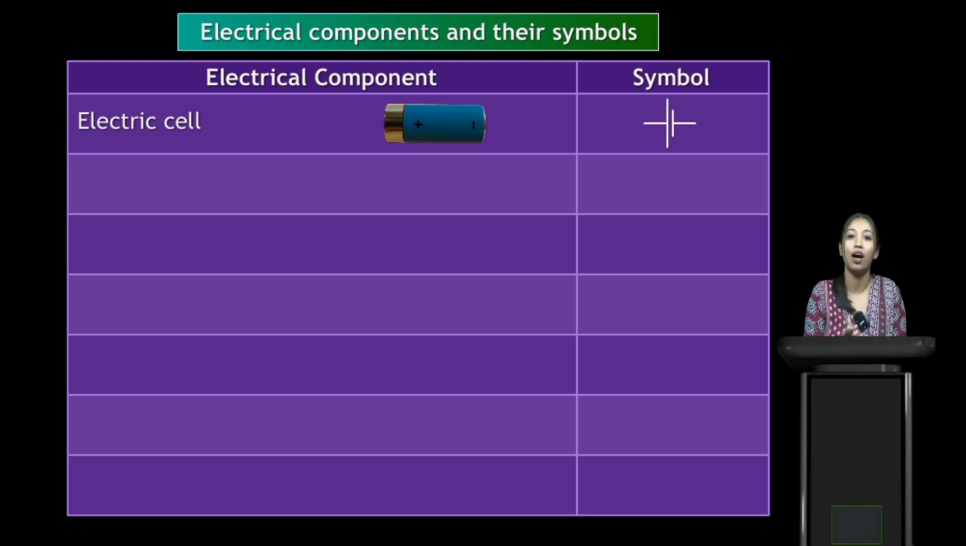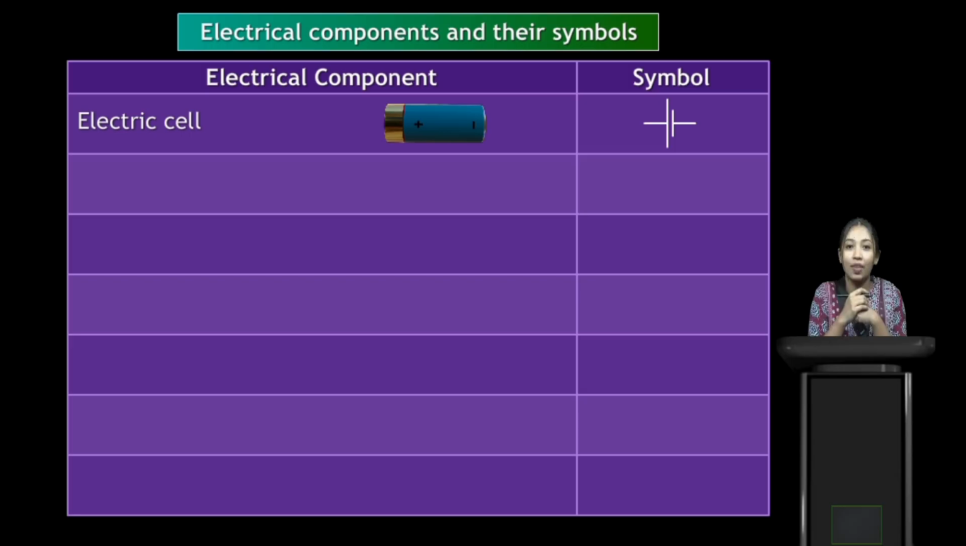Today we are going to learn about the electric circuit and its components. We did a previous portion of this chapter also, and I think all of you remember that. Today's class will be a quick revision before going to our next part. Look at the screen.